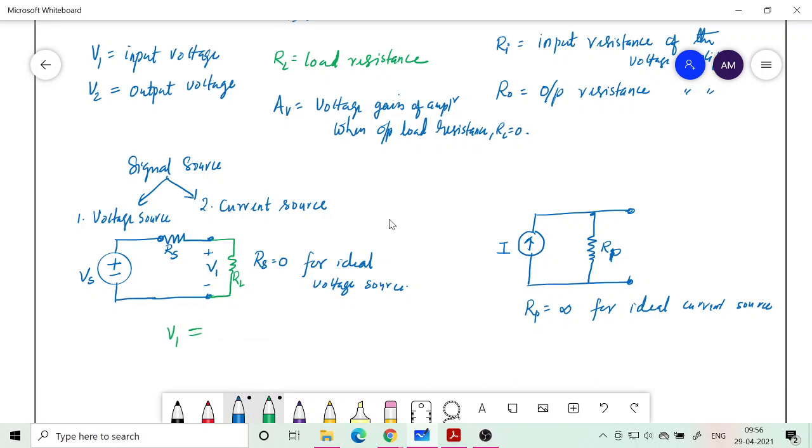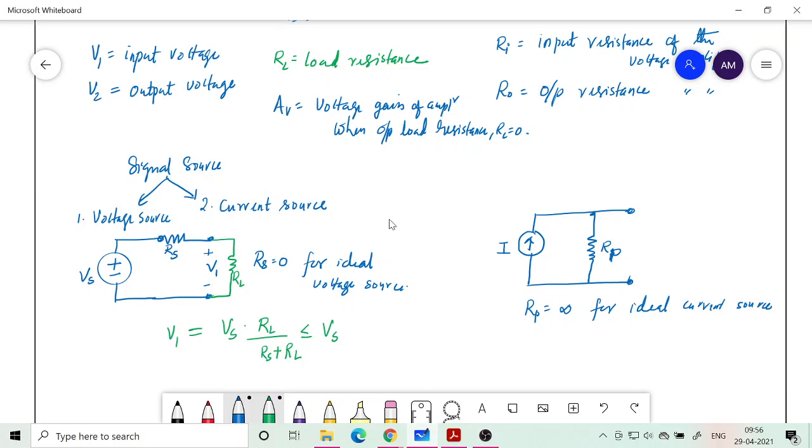And V1 is what? V1 is going to be a fraction of Vs, which is basically RL by Rs plus RL. It is never equal, it is always less than or equal to Vs. I don't mean it is very much less than Vs. The best is when it is equal to Vs. But otherwise this fraction is always less than 1, for any non-zero value of Rs.